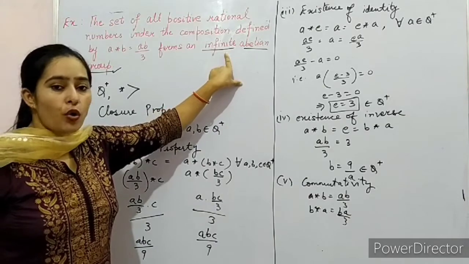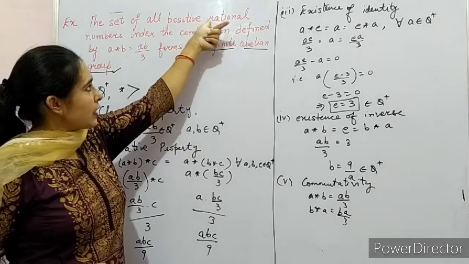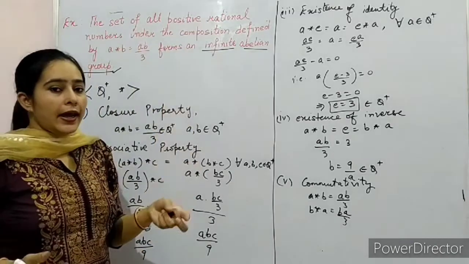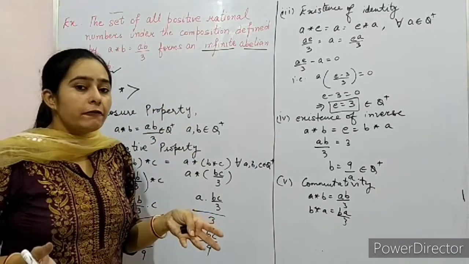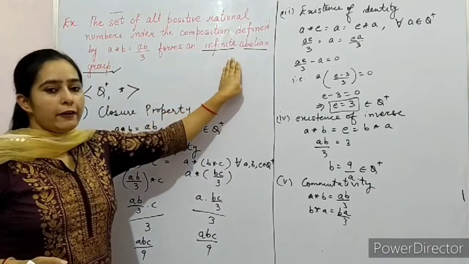Why? Because the set of positive rational numbers cannot be counted. It is an infinite set. That's why this group is also infinite.